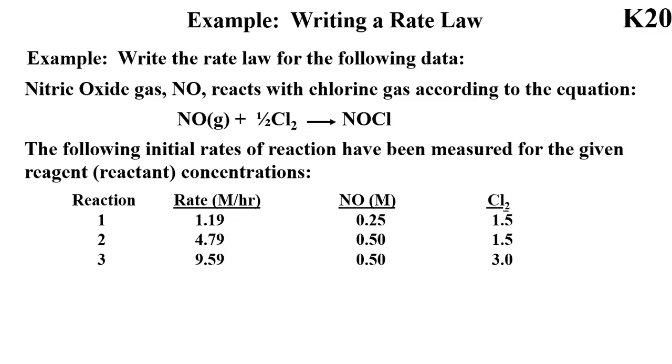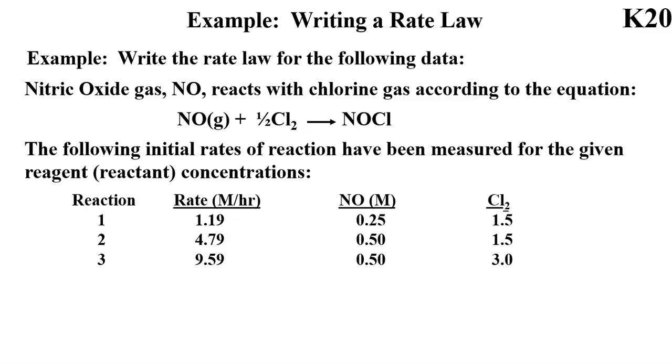In reaction 2, you had a concentration of 0.5 molar of NO. So you had twice as big a concentration of NO. The concentration of Cl2 stayed the same, 1.5 molar. And when you did that, you found that the reaction ran at a rate of 4.79 molar per hour.